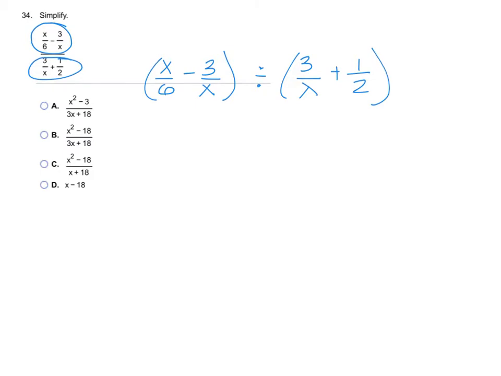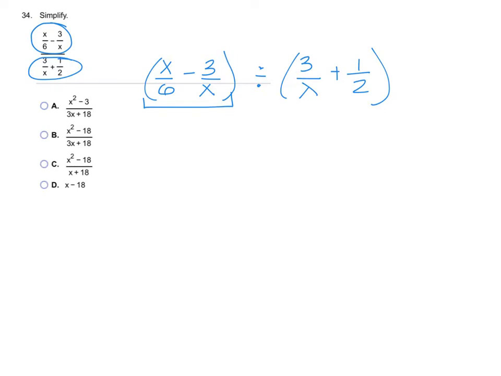The first step is to subtract or add these expressions. So if we look at our first group of parentheses, the x over 6 minus 3 over x, I need to subtract those two fractions. They have different denominators. So in order to subtract them, I need to have the same denominator.